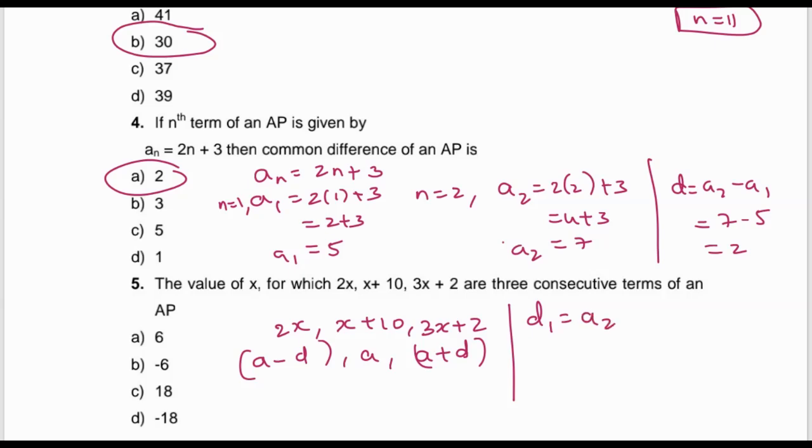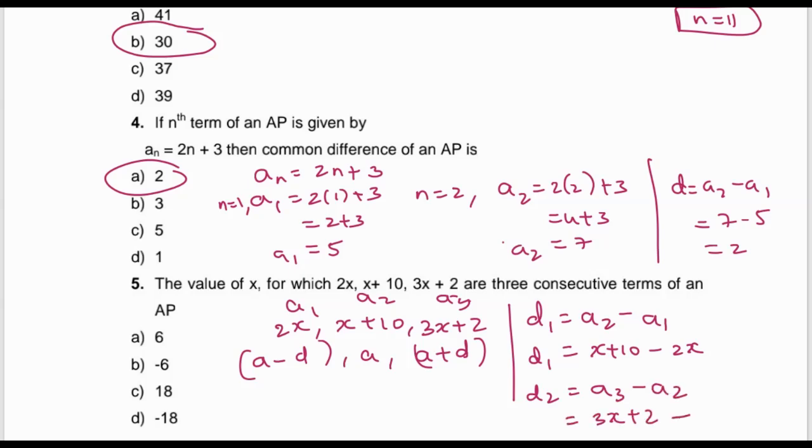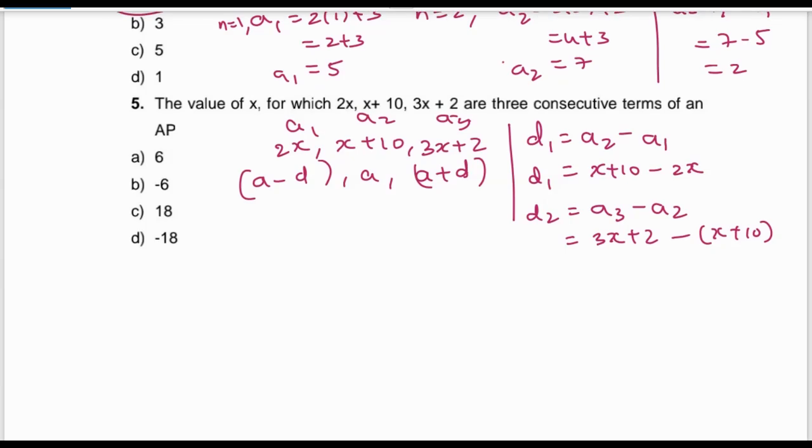d1 will be a2 minus a1. This will be a1, a2, a3. So d1 will be a2, which is x plus 10, minus 2x. Then d2 will be a3 minus a2. So a3 is 3x plus 2 minus x plus 10, so it will be 3x plus 2 minus x minus 10. So that will be 2x minus 8.